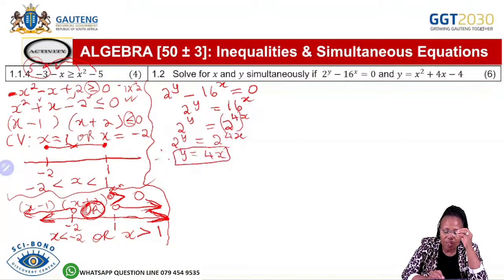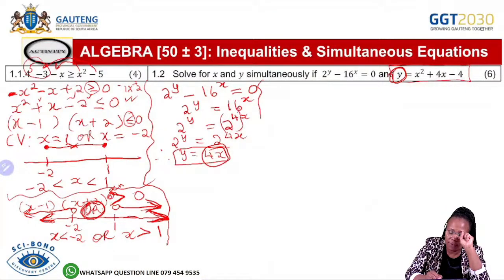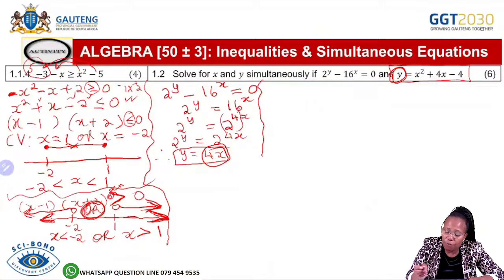So now, with this y equal to 4x, in this next equation here, wherever we are having a y, we are going to put a 4x. That means for this y now, we are going to substitute a 4x. Let's do so, grade 12. So for y, we are having 4x on the left in equation 2. And then right hand side, we have x squared plus 4x minus 4.